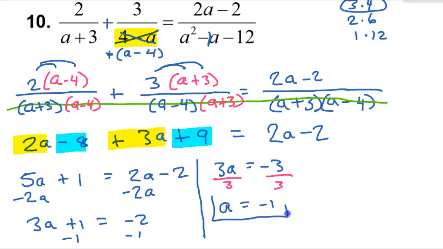So I just need to check and make sure this is not extraneous. I see negative 3 is illegal, positive 4 is illegal. This is neither of those, so negative 1 is okay.